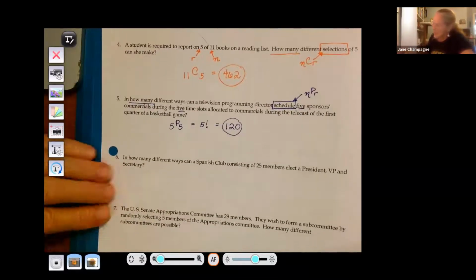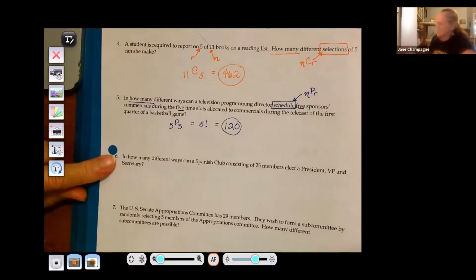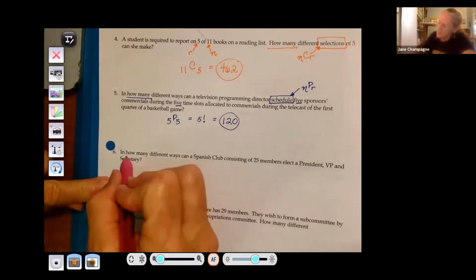All right, this one is how many, that's a different color, I'm trying to be creative today.